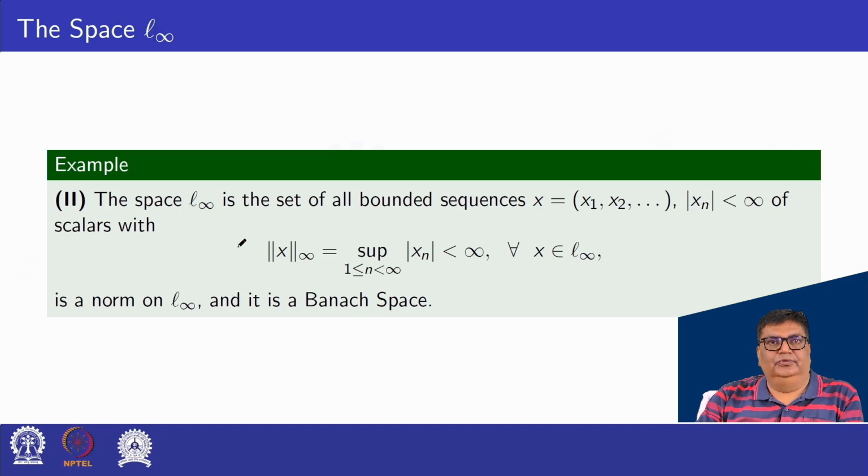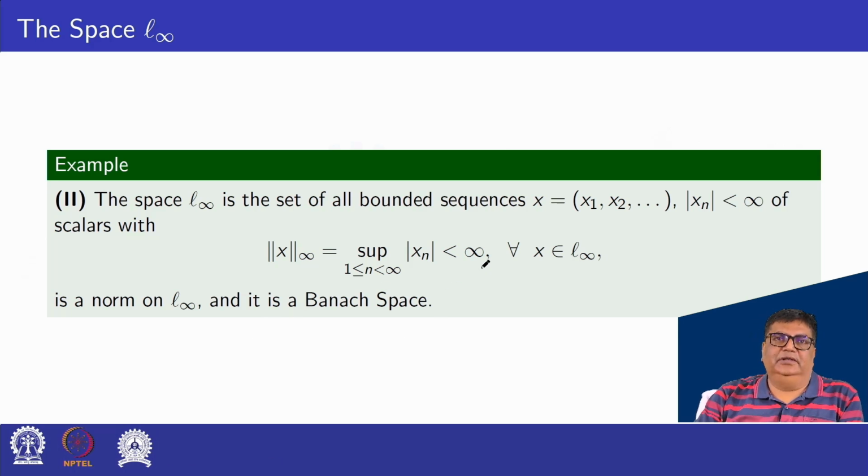Example 2. The space L infinity. L infinity is the set of all bounded sequences x equal to x1, x2 and so on, with mod xn less than infinity, of scalars, with norm x under the infinity norm defined as the supremum over n from 1 to infinity of mod xn, for all x belonging to L infinity. It is a norm on L infinity and it is a Banach space.